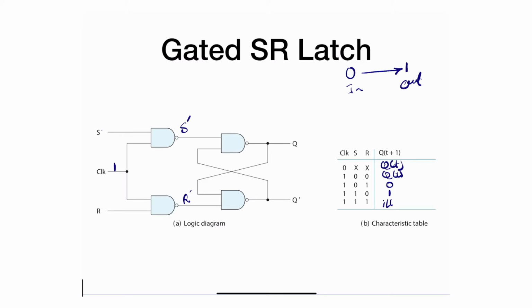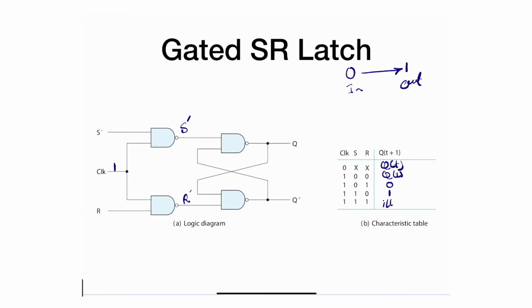And again, that clock here just tells us, or gives us, some control over when the S and R actually change the output. So for example, if we set clock to 0, nothing will change at the output, no matter what I do with the S, no matter what I do with the R.